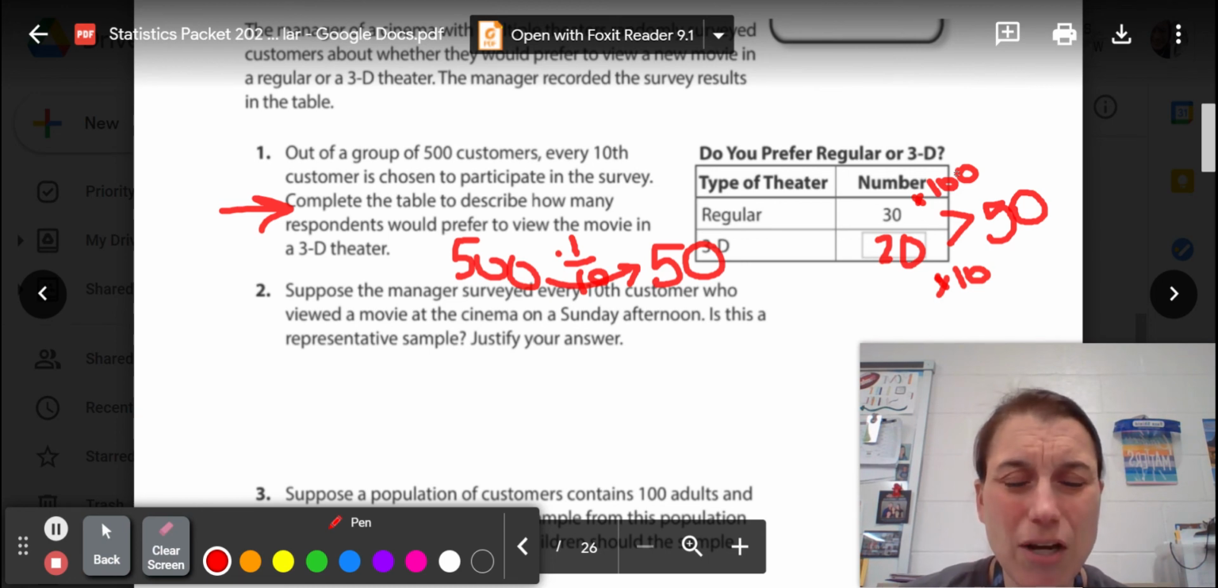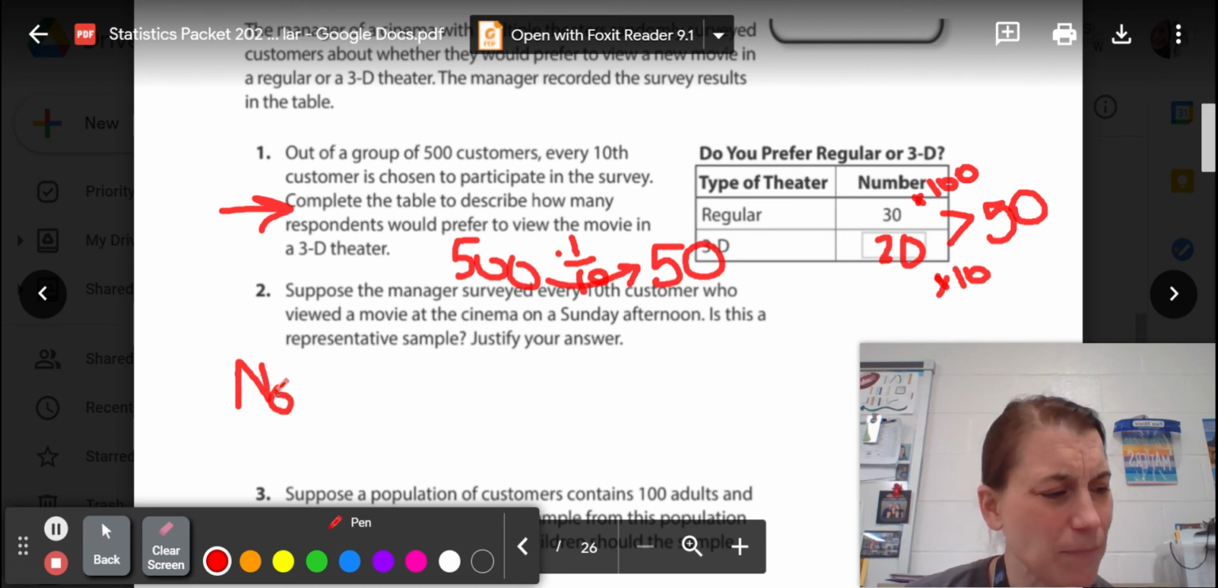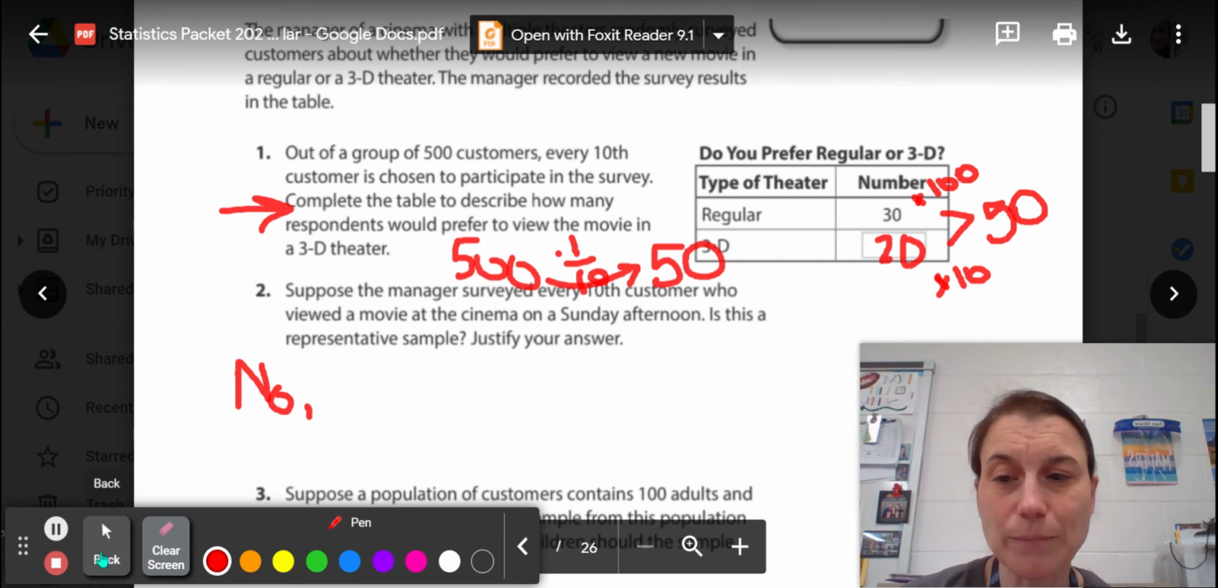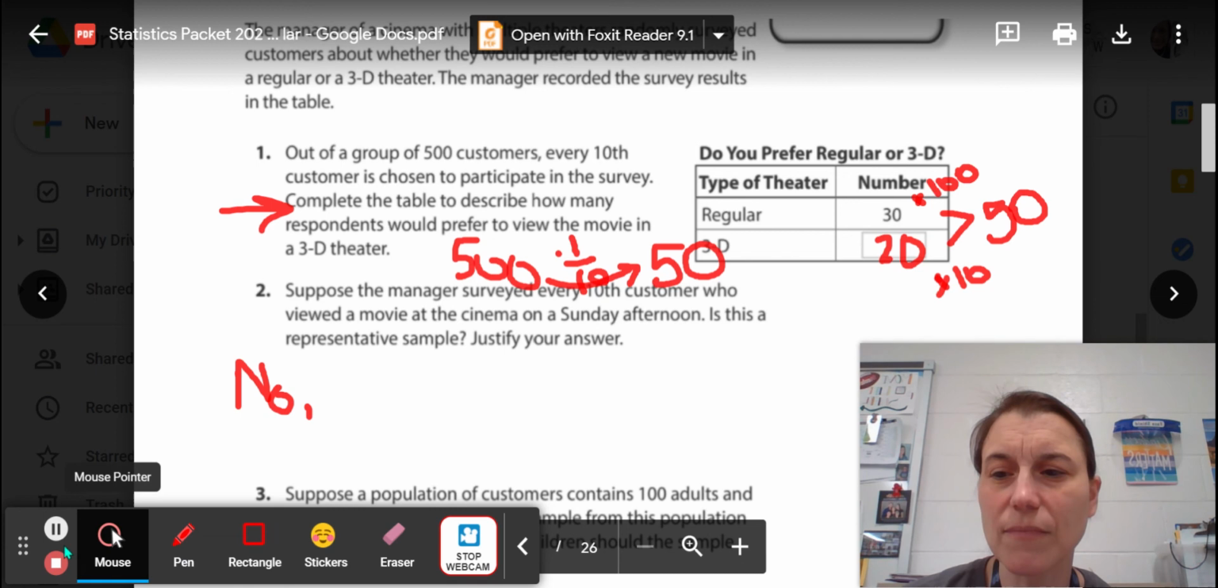So I want to do this for more than one night. So we're going to say, no, this would not be representative because it's only one night out of the week, and we don't know what people on a weekday might choose. So no. I'm not going to type it in, but no, because it's really only one day of the week, and that's a bias. So we should probably do it more than once.